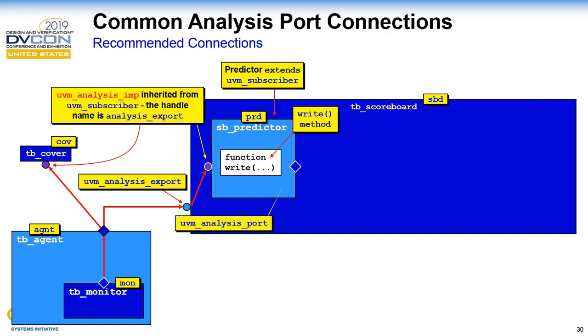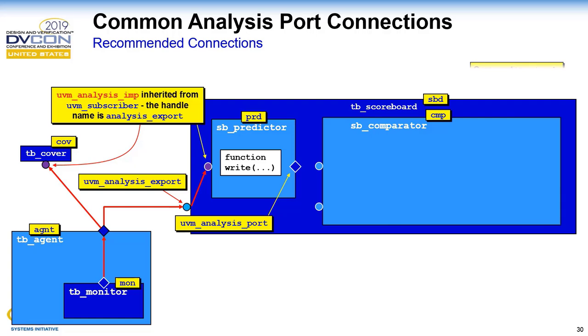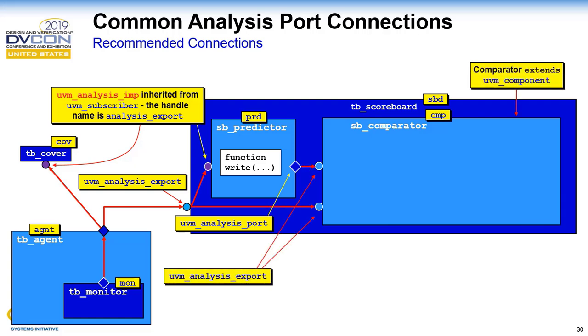And then in the predictor, we frequently also declare yet another analysis port because after we take in the transaction and predict what the output should be, we broadcast that over to the comparator. And so we put an analysis port on our predictor. And then on our comparator, we've got a couple of analysis exports. The analysis export on the scoreboard wrapper itself is connected to an analysis export on the comparator. And also, you've got the analysis port on the predictor connecting to an export on the comparator.